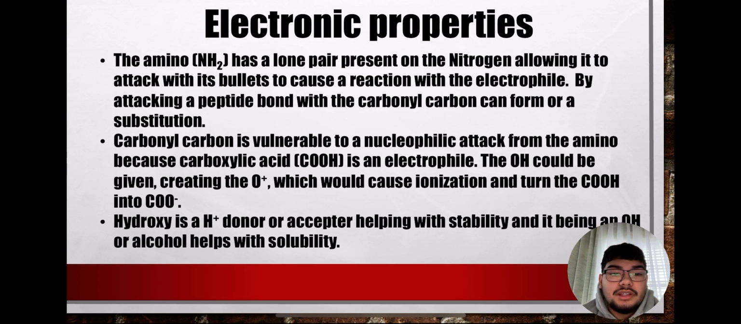From there, that carbon is going to be vulnerable to the attack from the nucleophile, the amino acid, and since that, the carboxylic acid is going to act as an electrophile. The OH from the carboxylic acid can be given, which is going to make the OH into an O positive, which from there is going to cause ionization to turn the COOH into COO minus. While the hydroxy is going to act as an H plus donor or acceptor, which is going to help with the stability of the molecule. And since it's an alcohol, it's going to help with the solubility.